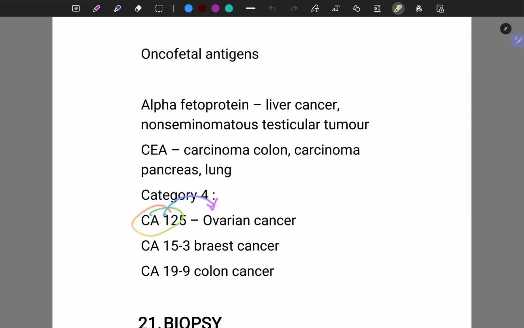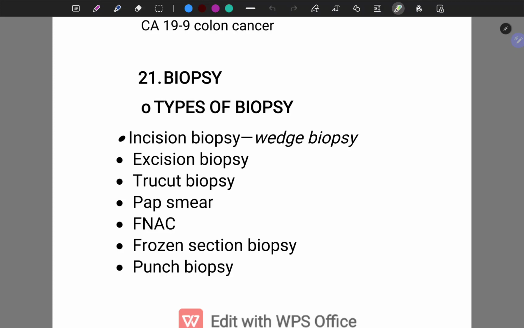CA125 in ovarian cancer, CA15-3 in breast cancer, CA19-9 in case of colonic cancer, CA72-3 in case of pancreatic cancer. CA72-4 in case of colonic cancer.